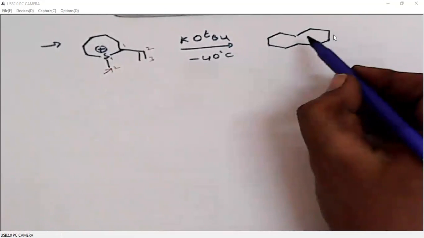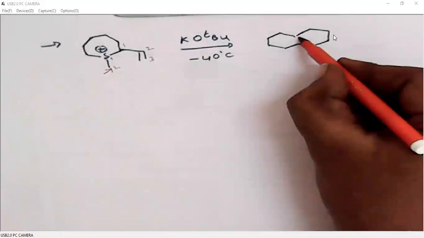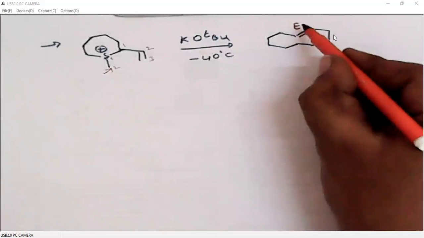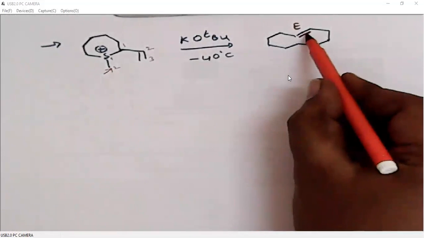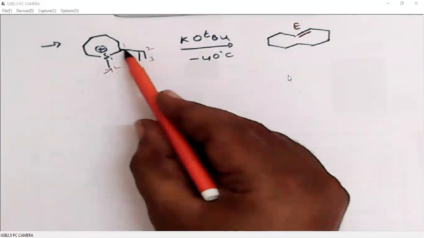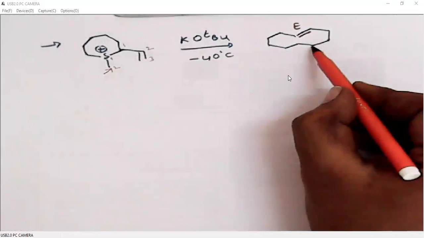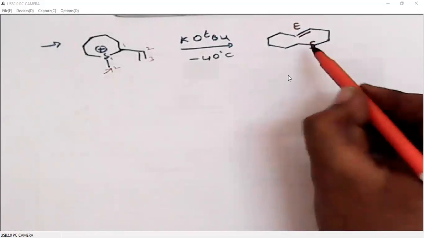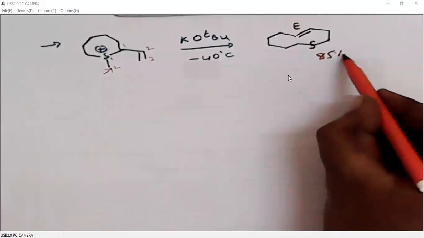Remember, the double bond formed in the rearrangement is almost always an E double bond. In most of the cases it will be an E double bond. So we must write the double bond here, that means between these two systems. Then we will have a sulfur here. So it is 85% product.